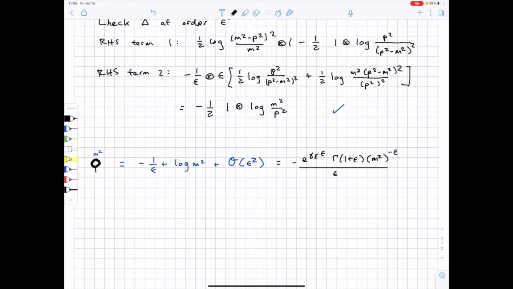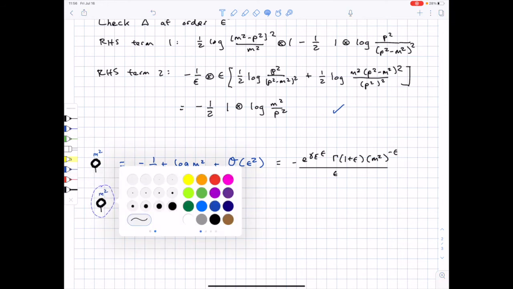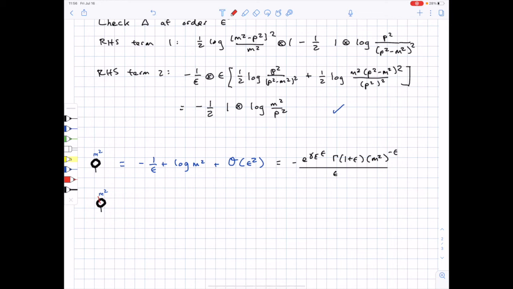Now the cut tadpole is also pretty easy to compute. So this is actually very similar. It's also just a power of m squared, or actually minus m squared, and the minus m squared in the argument just has to do with how we routinely think about computing cut integrals.